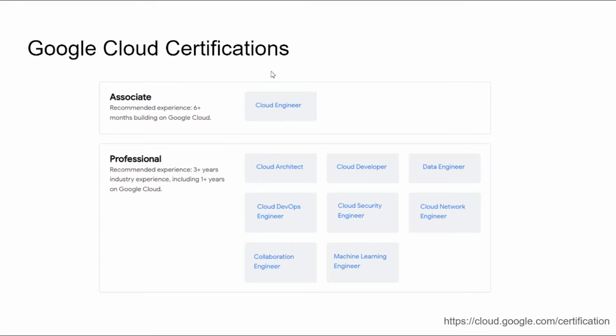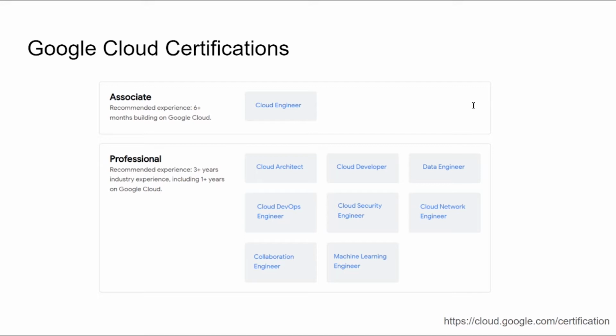So let's see which Google Cloud certifications are there and which are right for you. There are 3 levels of Google certifications: the associate certifications, the professional level certifications, and there's the top, the Google Cloud Certified Fellow program, for those who are the most experienced with Google Cloud technology.